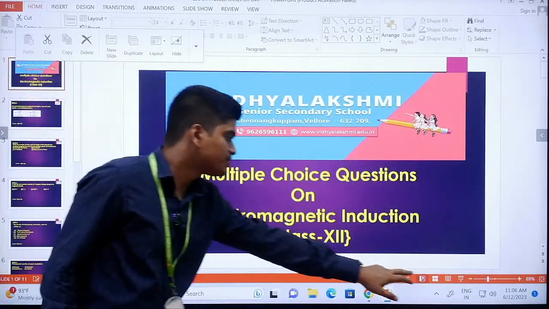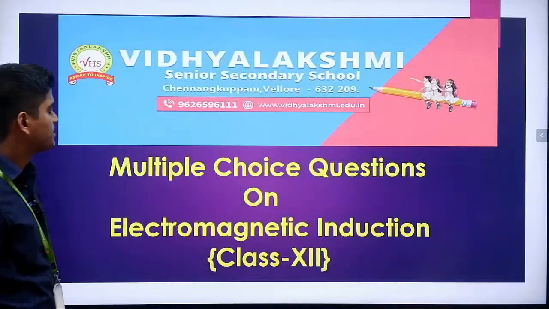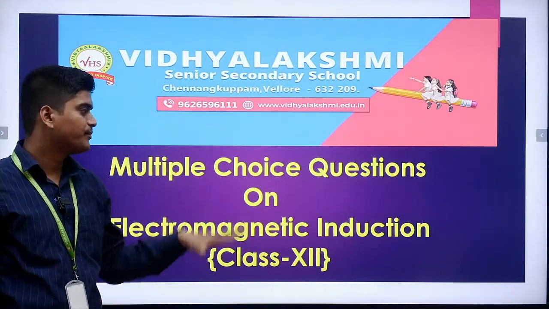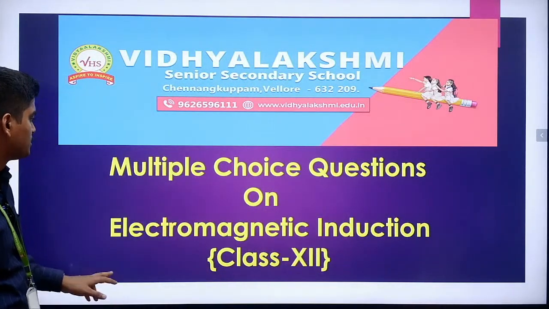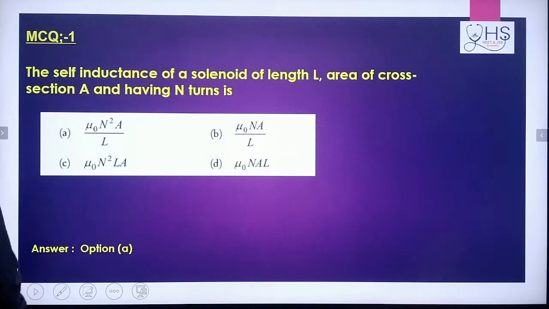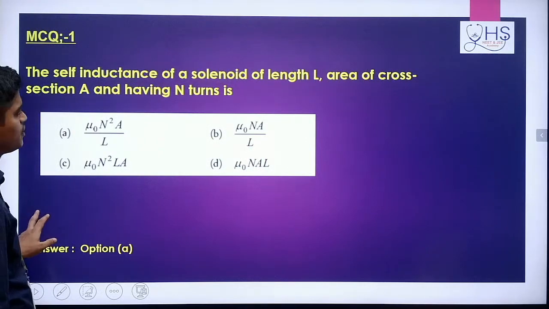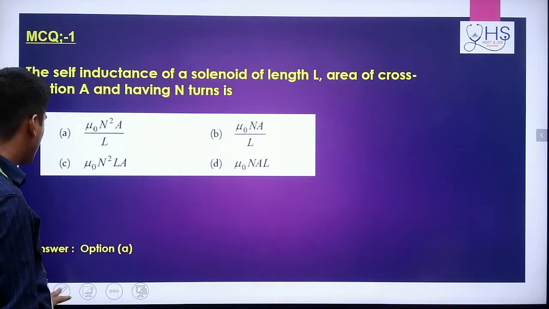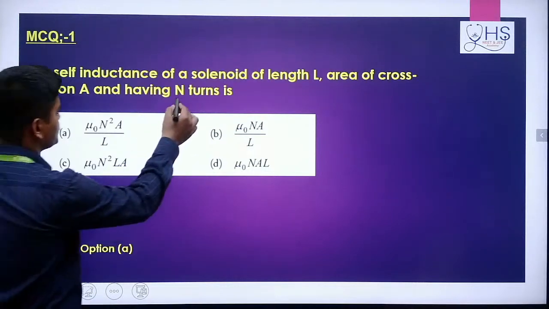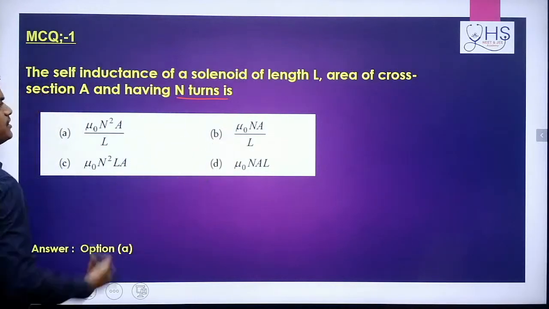So these are our MCQ questions, and all these questions will be given in the description box in PPT format. You can download it from the link. The first question is: the self-inductance of a solenoid of length L and area of cross section A, having N turns, is how much? Some options are given here.